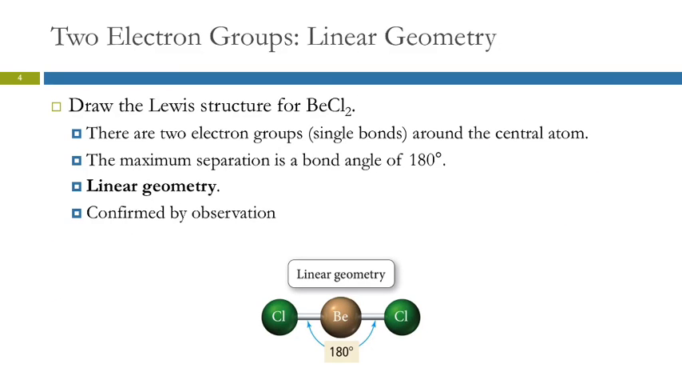So let's look at beryllium chloride, and we need the Lewis structure. We've done a lot of drawing of Lewis structures, so I'm not going to go through the Lewis structures in detail here. So there's the Lewis structure for beryllium chloride. What looks wrong about that? Beryllium doesn't have an octet. But that's okay for beryllium.